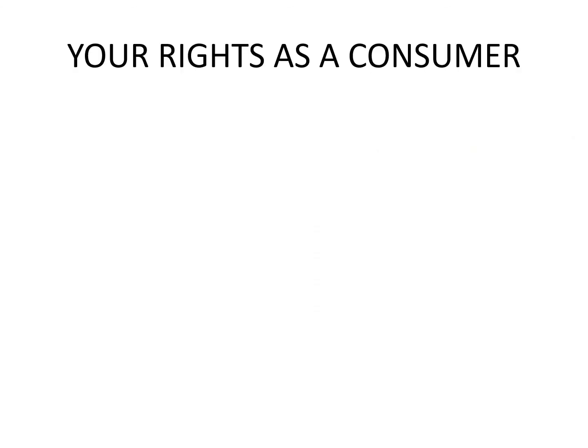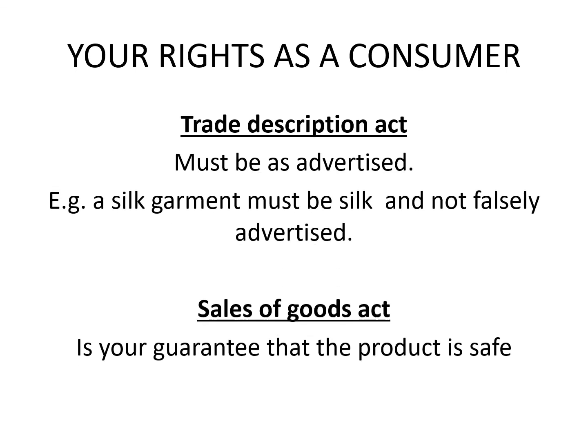Your rights as a consumer. There are two rights that you need to know of. First is the Trade Description Act. The Trade Description Act states that a product must be as advertised. For example, a silk garment must be silk and not falsely advertised as another type of material. The second one is the Sale of Goods Act. This is your guarantee that the product is safe.